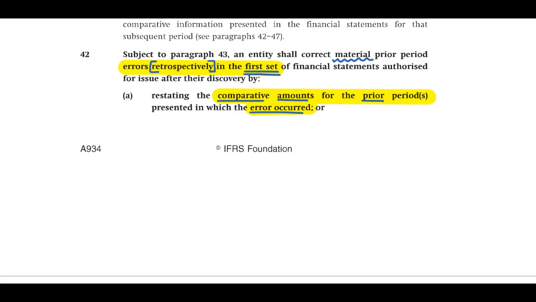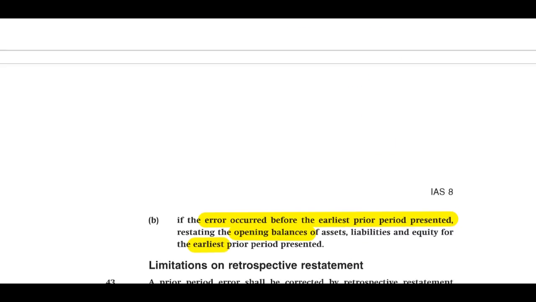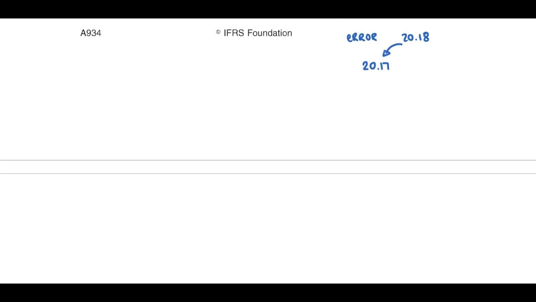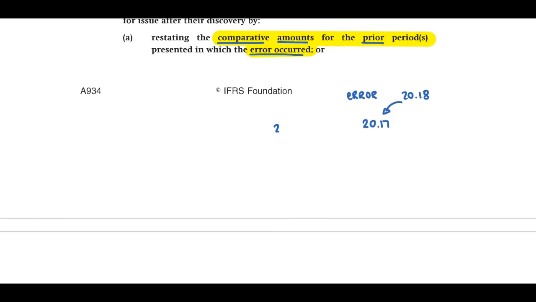Okay, so we need to perform our error note for 20.18. Now, when we look at comparative amounts, this will be for 20.17. This is our prior year. Then they indicate to us, B, if the error occurred before the earliest prior period presented, restating the opening balances of assets, liabilities, and equity, which is our retained earnings for the earliest prior period presented. Now, what does this mean? Remember, we will have to now correct the earliest prior period, which is 20.16.